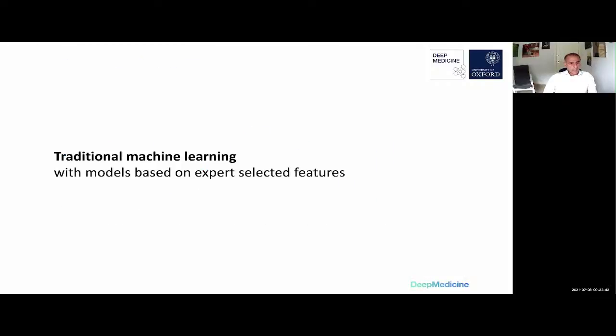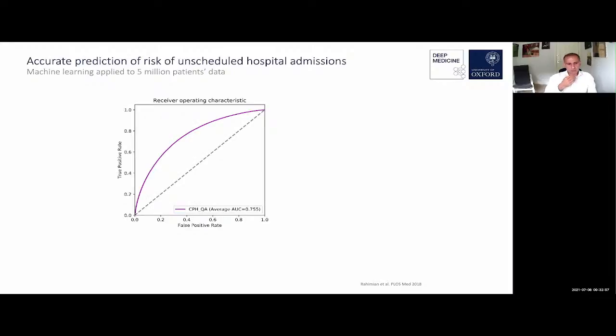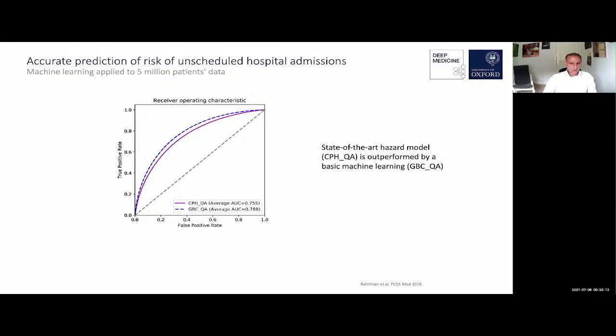But if one uses that data set and compares just the traditional machine learning models, such as a gradient boosting model, and that is what we did in one of the studies, trying to predict who is likely to be admitted to hospital, applied to data of about 5 million people, one looks at a best statistical model, a survival model, and the average AUC that one would get is about 0.755. By using a basic machine learning gradient boosting model, we can already enhance that AUC to 0.788. If we just add some temporal elements to that, the performance was substantially higher, at 0.85.